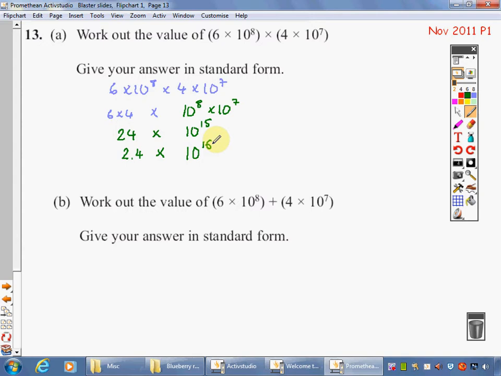Next question. Work out the value of 6 times 10 to the 8 plus 4 times 10 to the 7. There are proper ways of doing this, ways of lining it up, thinking about whether the difference there is only one value of 10, so that would be 0.4 if that was 6, etc. To be honest with you, in the exam, I'd take your time.